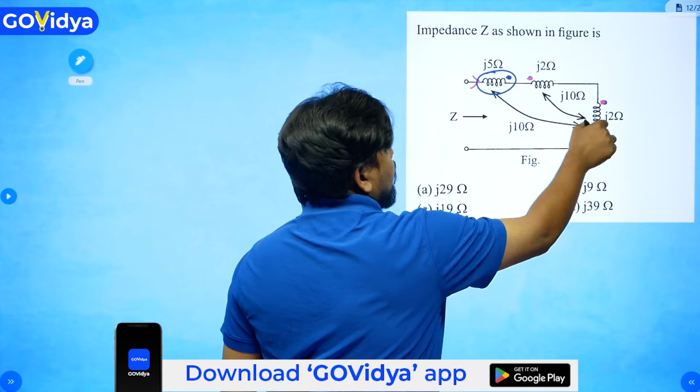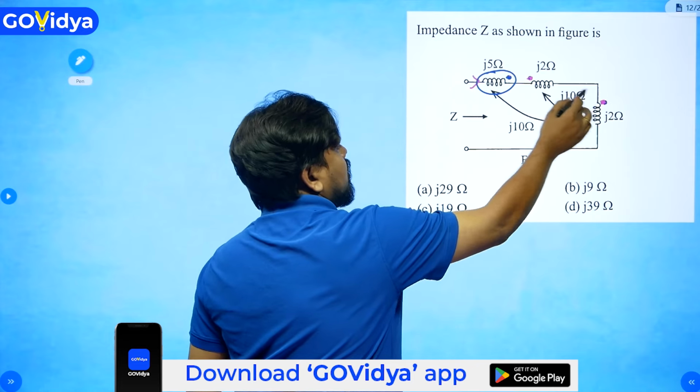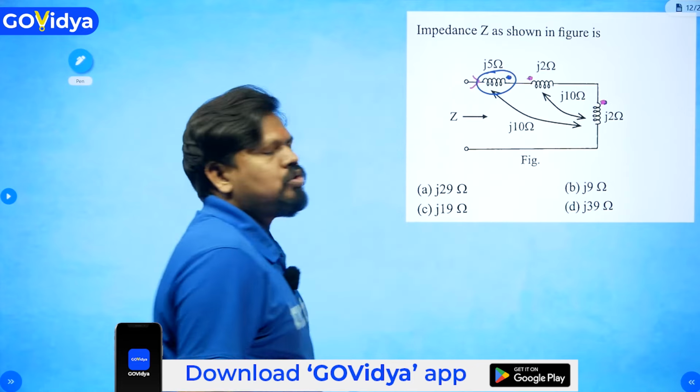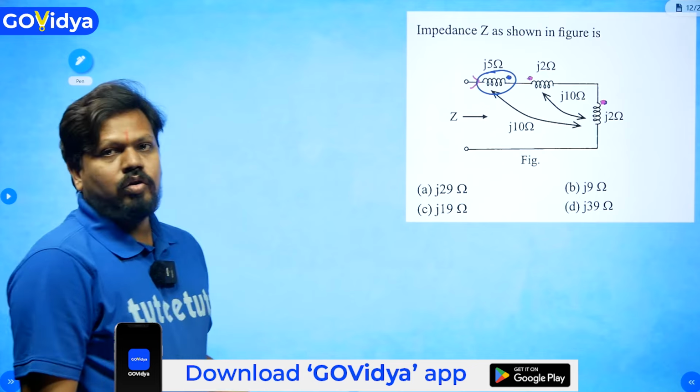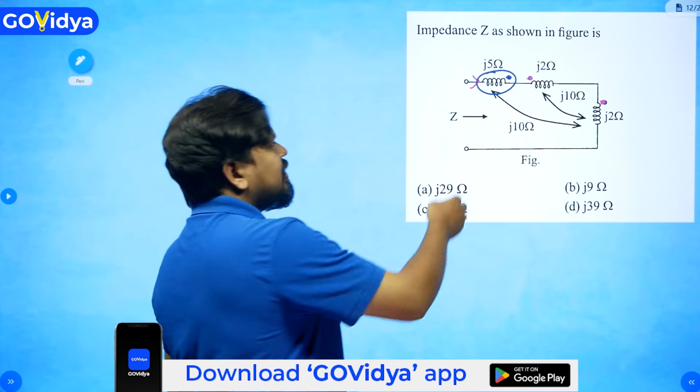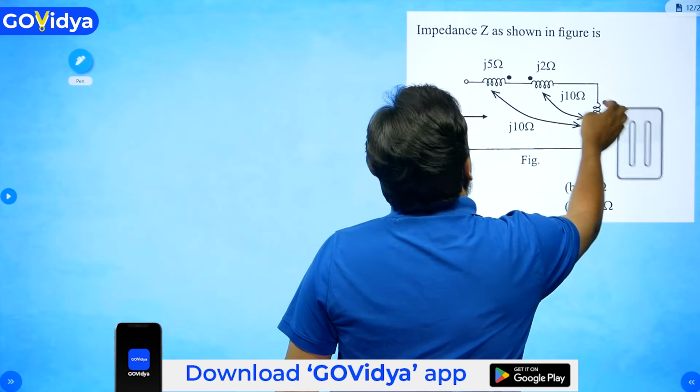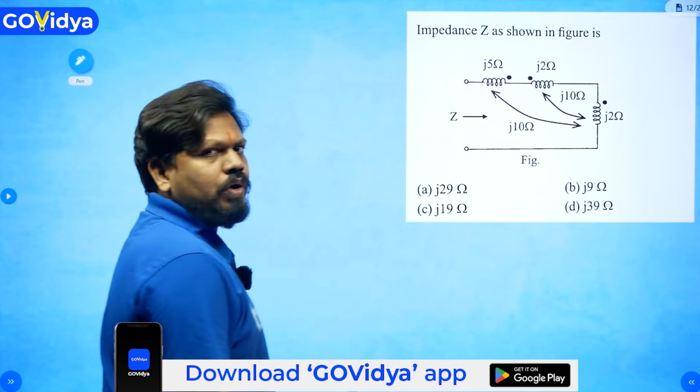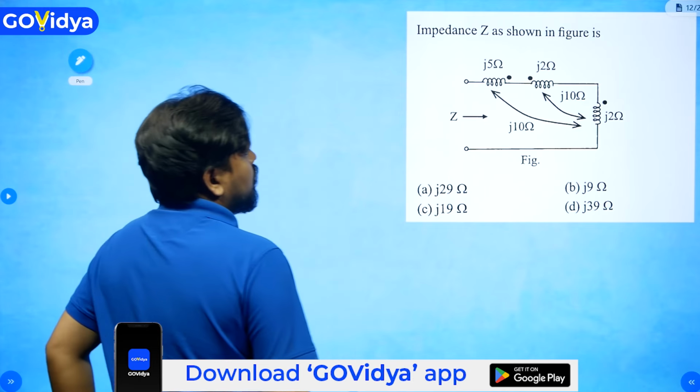So current direction we need to observe. So entering and entering. Similarly, between these two, there will be aiding. So why to give all these things? We need to find out in a similar way. I will give you one method. You follow that method and you can solve.